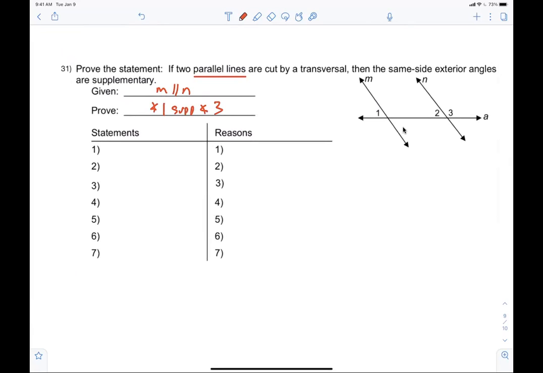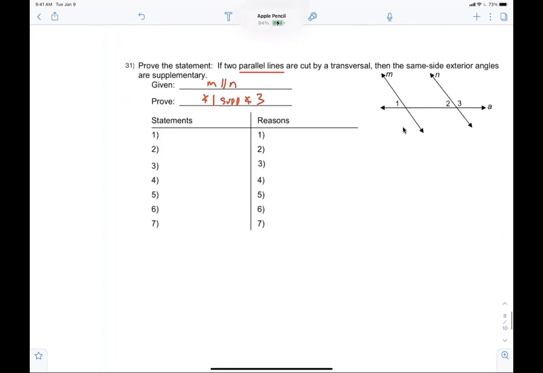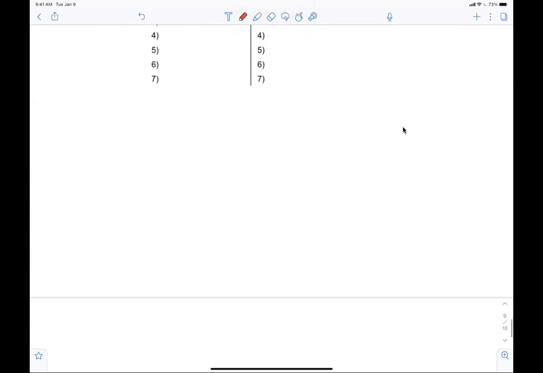All right, guys. Please just study those and review your old proofs. Go back and review your old proofs. There's only one more to go.